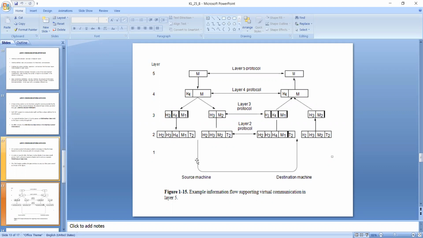Then it reaches layer 1, travels through the physical medium, and reaches the destination machine. In the destination machine, it reaches layer 2, and from layer 2 it reaches layer 3. Here the trailer is removed. When it goes to layer 4, the header is removed, and finally it reaches the top. In this way, the information flows from the source machine to the destination machine via virtual communication.